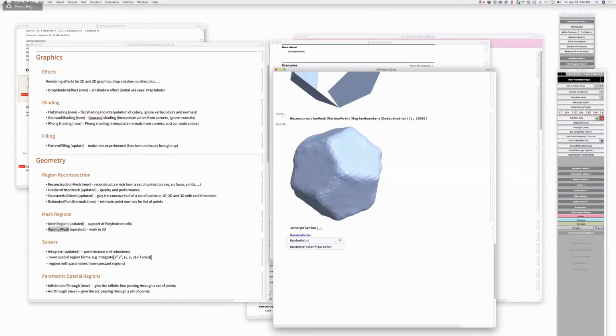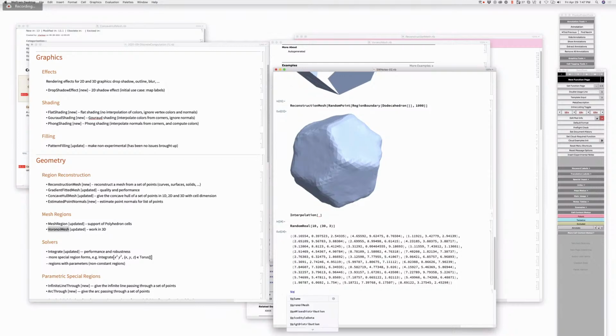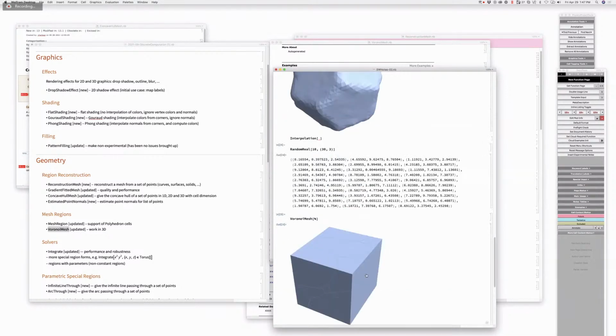Okay, so random points, let's say 10, 30, 3. You want random real? That's what I want. Yes, thank you. Okay, and now I say Voronoi mesh. Oh my gosh. Look at that.